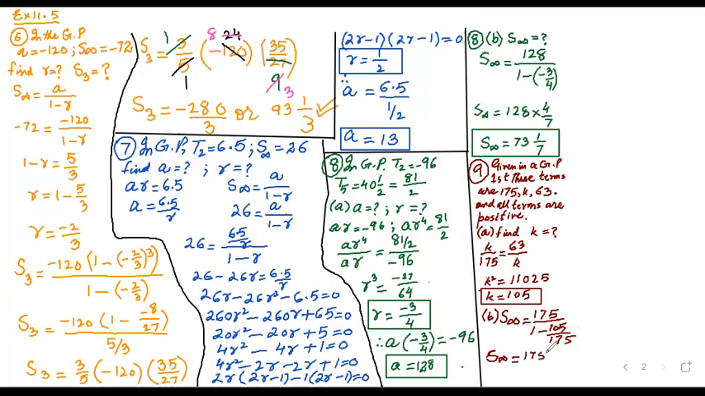So which will become equal to s infinity is 175 upon 1 minus 3 upon 5. So s infinity will be equal to 175 multiplied by the answer for the denominator, which is 5 minus 3, 2 upon 5. So this will become 5 upon 2.